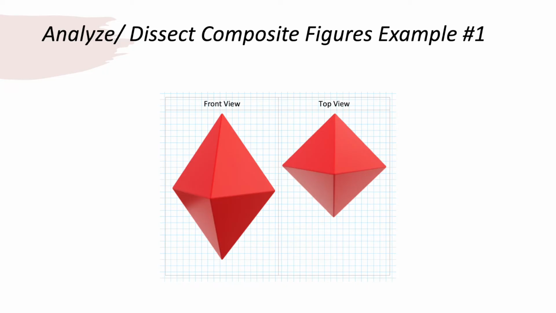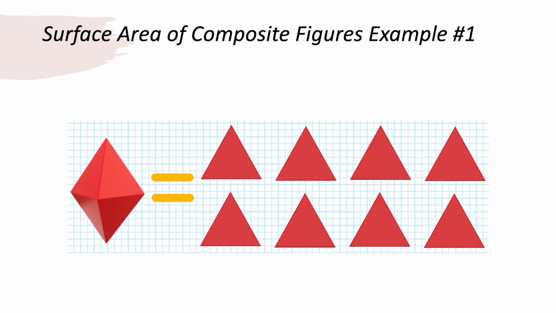Here is our first example of a 3D composite figure. We have its front view and the top view. Based on the pictures, imagine the 3D figure it's describing. You got this? Now, here's the question. What 2D shape do you see on the figure? How many of those shapes are there? Is this what you're thinking?